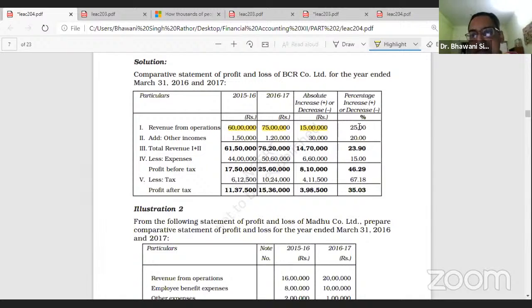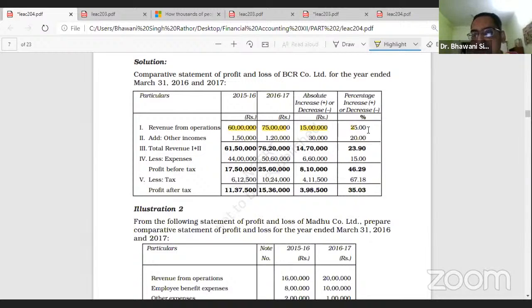And then you calculate the percentage change. If we say the absolute change is C, then percentage change is C divided by A into 100. That means absolute change divided by the information given for the previous year, into 100. So it will be 15 lakh divided by your 60 lakh, that is 25%.